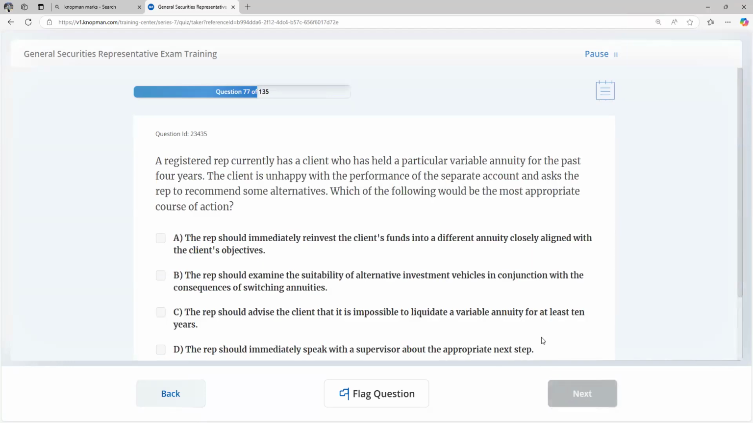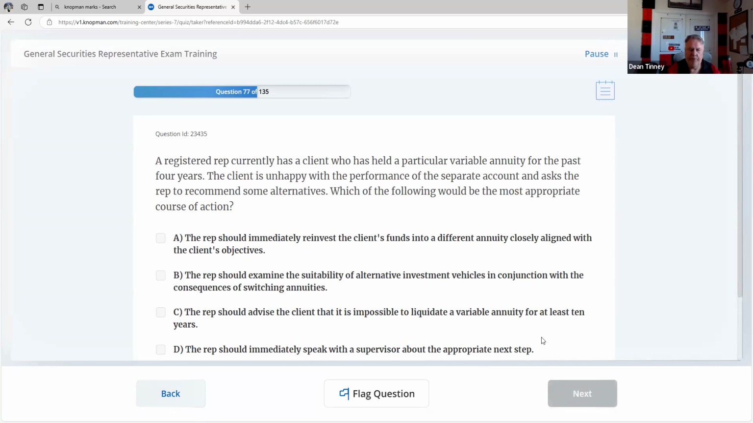A registered rep currently has a client who's held a particular variable annuity for the past 4 years. The client's unhappy with the performance of the separate account and asks you to recommend some alternative. Which of the following would be the most appropriate course of action?